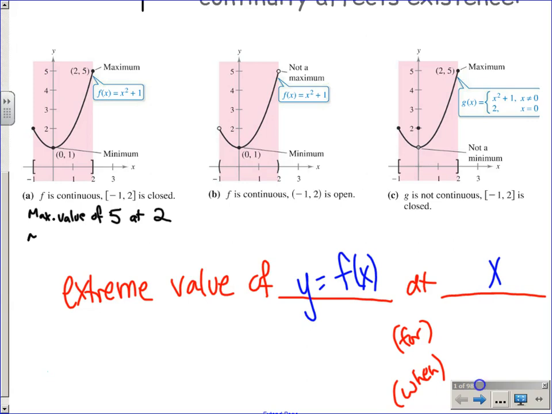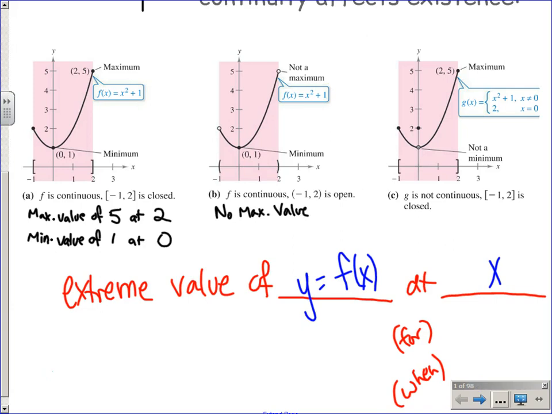So what would be the min value? At. Does that make sense, the terminology? Has a max, has a min, has a highest, has a lowest. The highest value is 5, the lowest is 1. When does it occur? Highest at 2, lowest at 0. Now what's going on over here in letter B? What's the maximum value? Ooh. Why is there none? There's a hole. And pause.